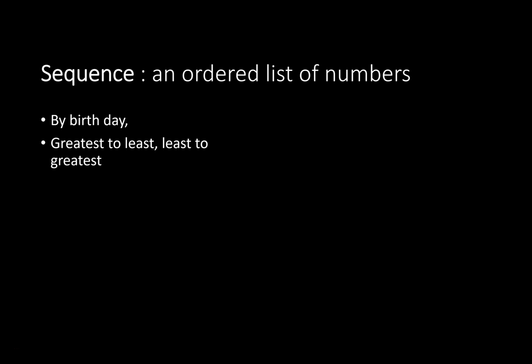All right, so a sequence is an ordered list of numbers. You could tell people to line up by your birthday, from whichever one's closest to January. You could line up by greatest to least or least to greatest. Those would be sequences. It's an ordered list. It doesn't matter what kind of order it is. It just needs to have an order to it, so they're not just wacko.